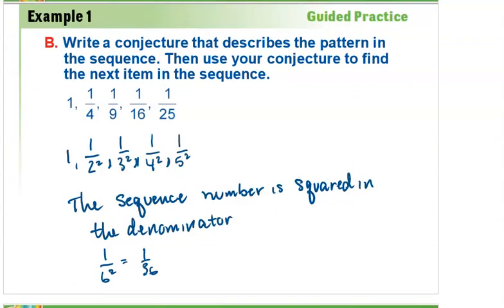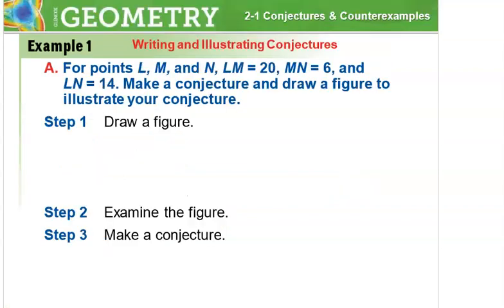Okay, did you pick up? So the number in the denominator is always squared, and it matches the sequence number. So I said the sequence number is squared in the denominator, so the next number in the sequence is 1 over 36. Same thing for this one.